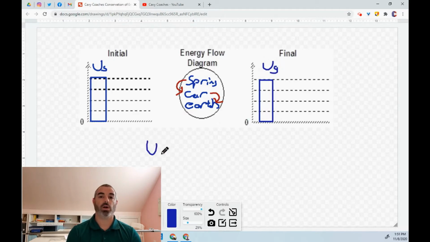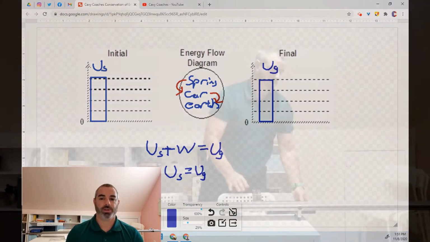So now we write our conservation equation. Stored spring energy plus work is equal to the gravitational energy. And again, all of our arrows stay inside the system, so that means all the energy is conserved, and there is no work. So for this situation, we have stored spring energy equaling gravitational energy. Now we have seen both conservation equations, and we can see that stored spring energy is going to equal kinetic energy in the particular situation where the ramp is horizontal.